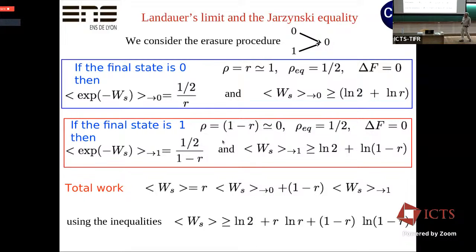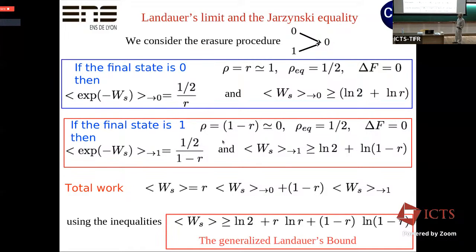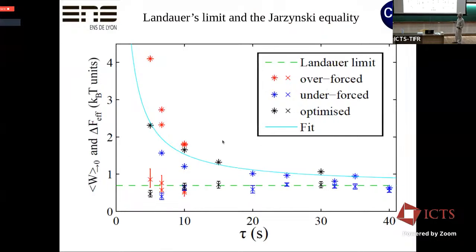Okay, this is the general Landauer equality. This is just to show that indeed, if you compute using the generalized statistical equality, all the points of the same series go onto the Landauer bound within experimental errors.